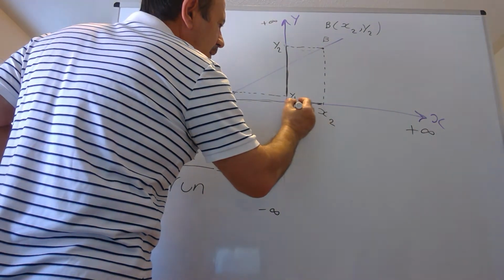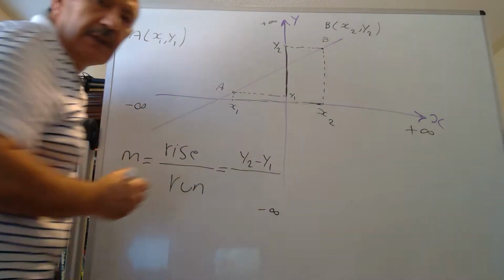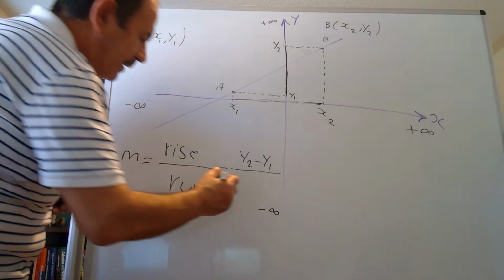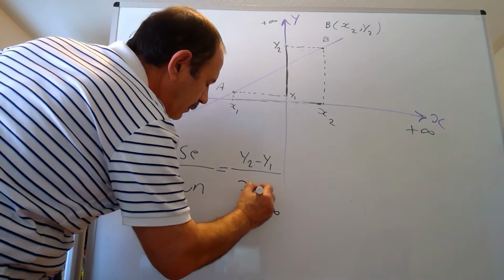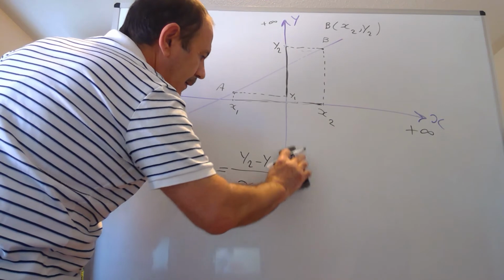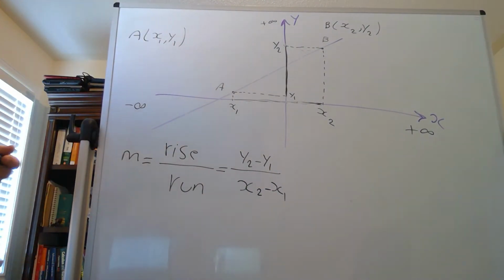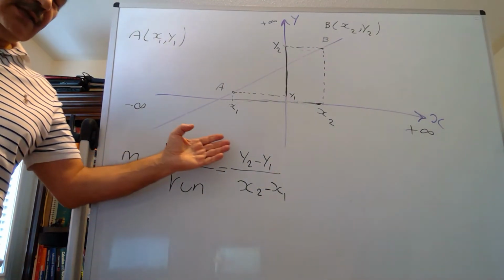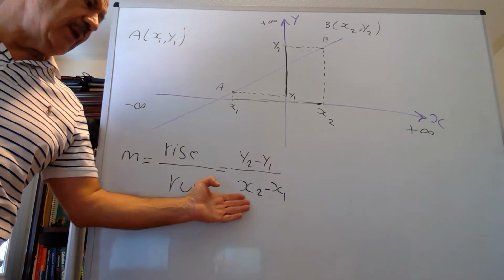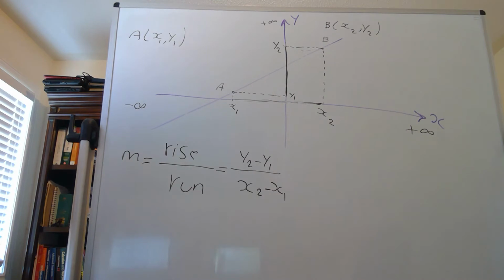Okay, I'm just making it darker. Okay, if it's visible. Okay, so what is this one? In x2 minus x1. Okay, so this is the meaning of a slope: change in height over change in x, or y2 minus y1 over x2 minus x1. We call it a slope.